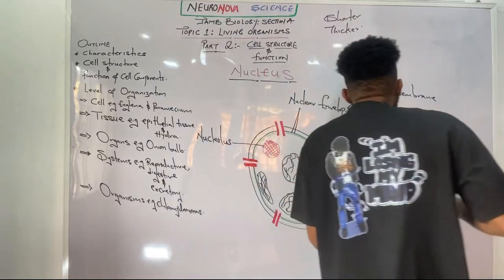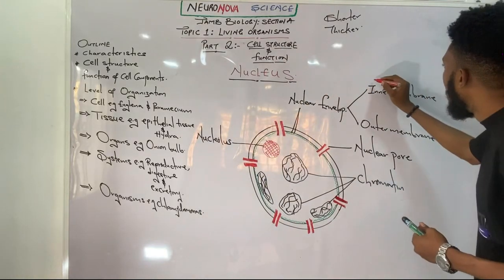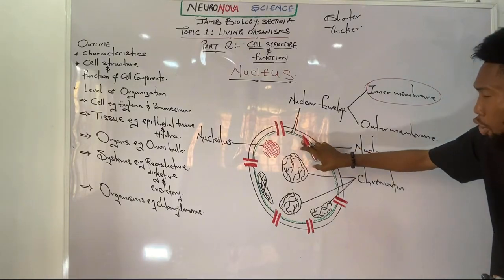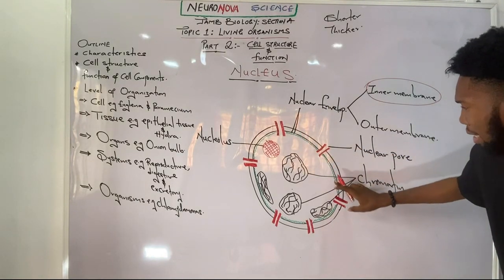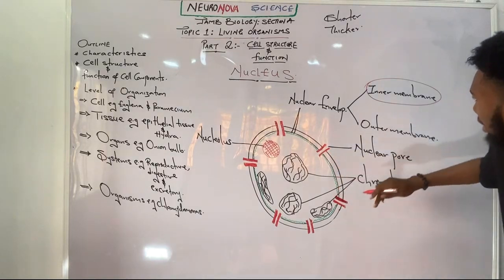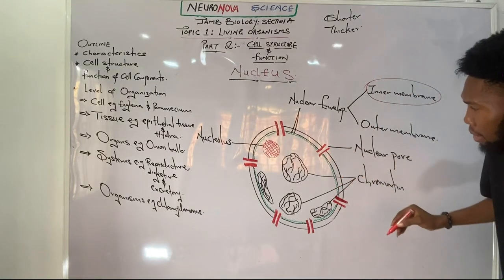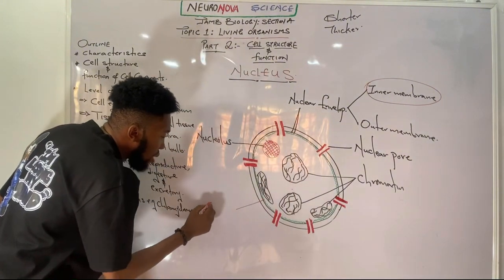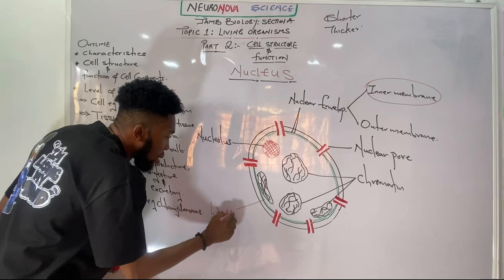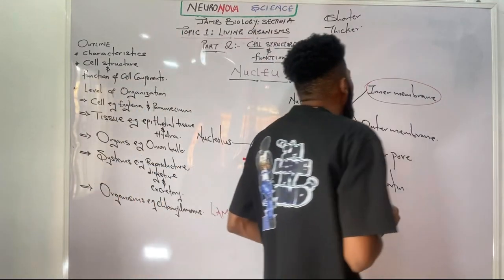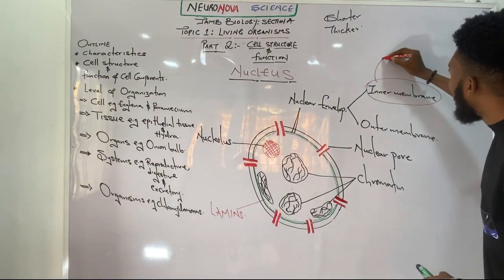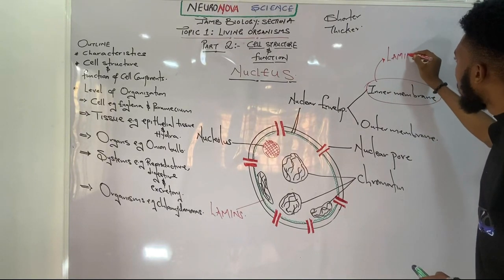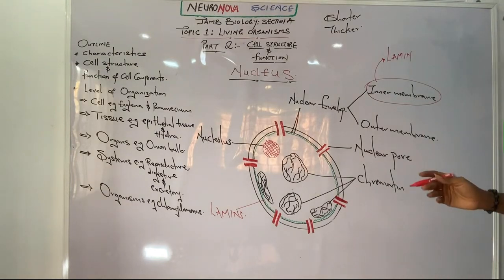The inner membrane of the nuclear envelope, which is this side here, you see that there are these green things that line the inner membrane. These green things here are called lamins. They are special proteins called lamins. And this lamin, what do they do?